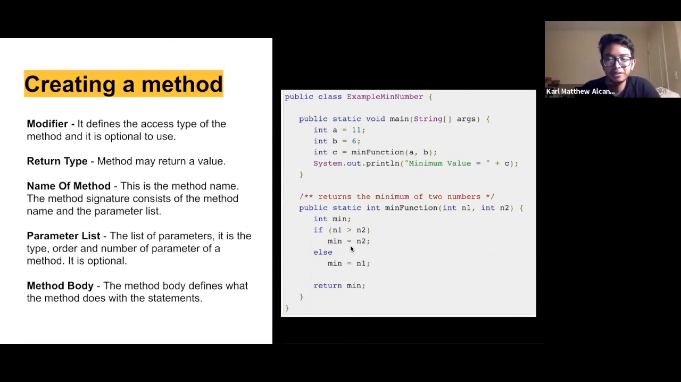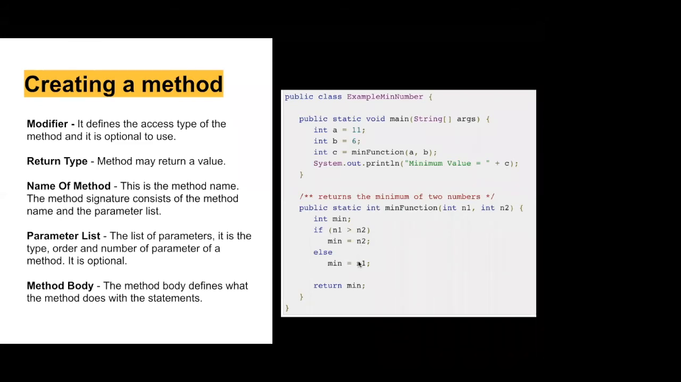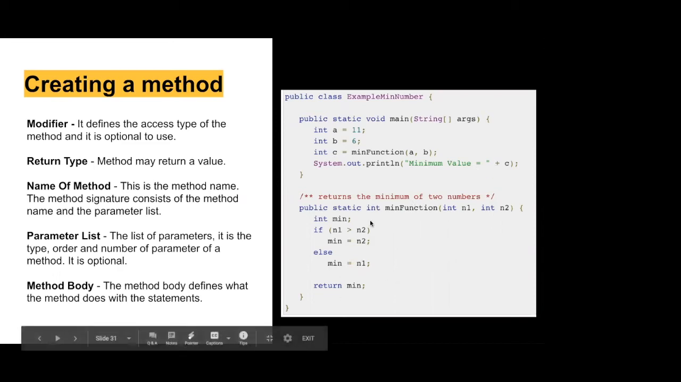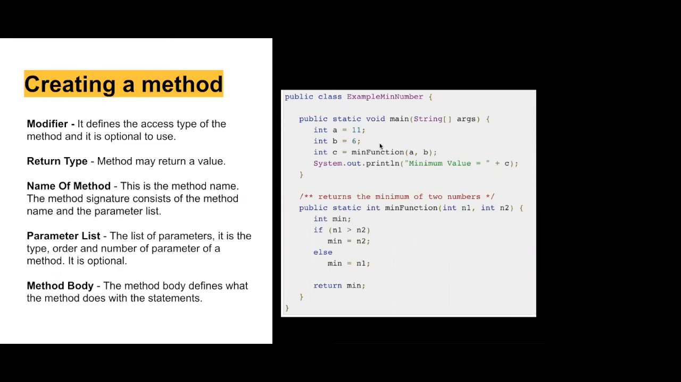Wait, I think 11 is greater than 6. So yes, it would execute the if statement. So the mean will be set to 6. So it will return the 6. Therefore, C will be set to 6. So it will print out the mean value equals 6. That's how we use a method.